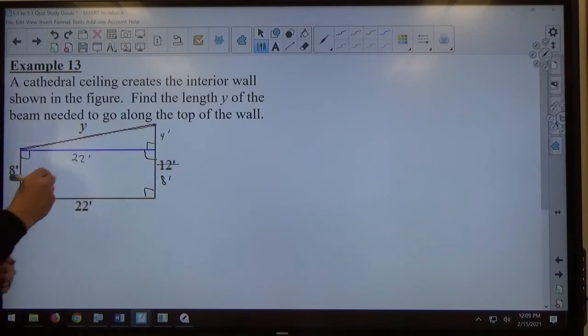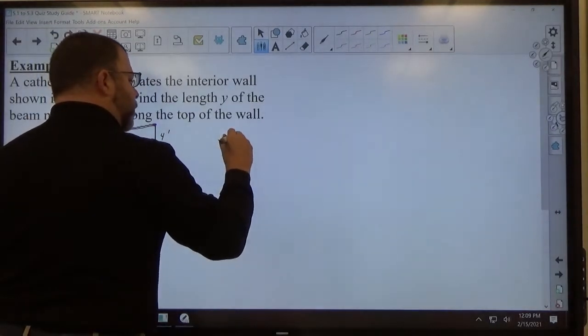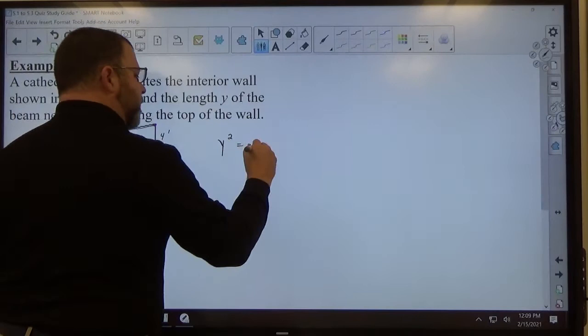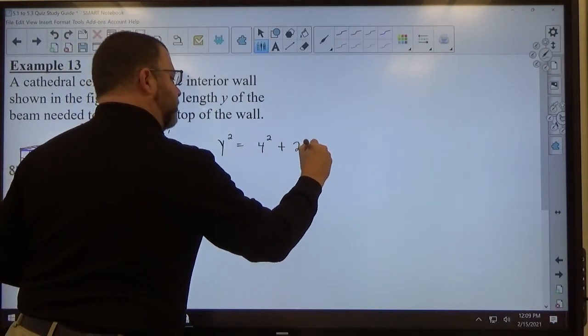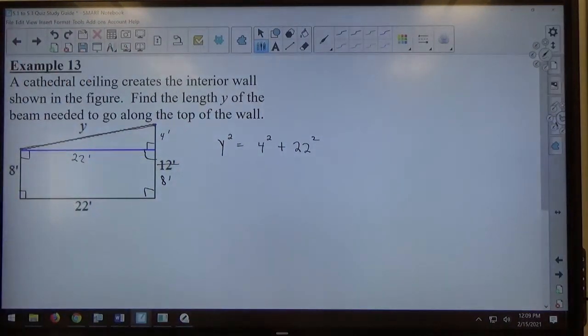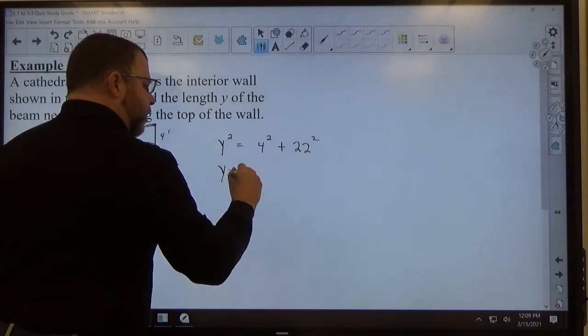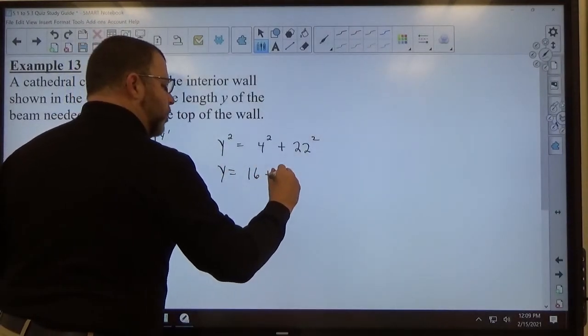So, the Pythagorean theorem says the hypotenuse squared, which is what we don't know, equals one leg squared plus the other leg squared. So y squared should equal 4 squared plus 22 squared. Next we square 4, which is 16. We square 22, which is 484.